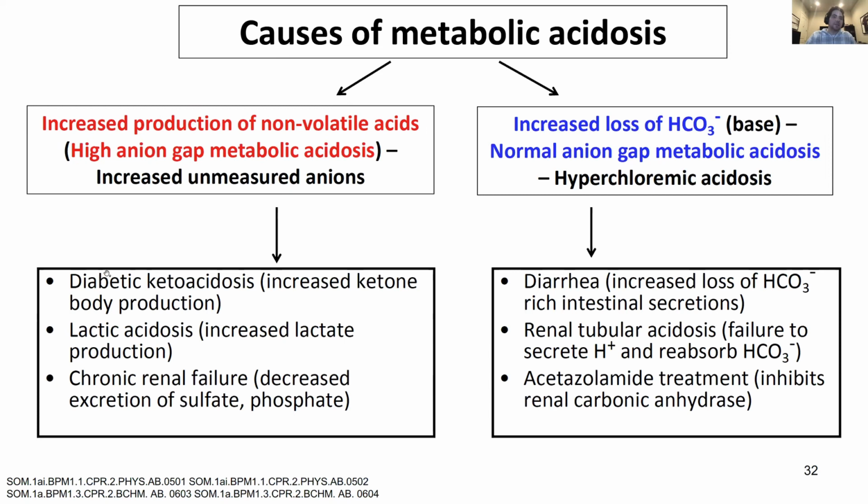So some of the classic problems that cause increased acid are DKA, lactic acidosis, or even chronic renal failure. Now, if you're getting rid of too much base, the question they'll probably use on the test is diarrhea. If you have diarrhea, you lose a lot of bicarb. So if you're losing bicarb, you're going to get acidosis.